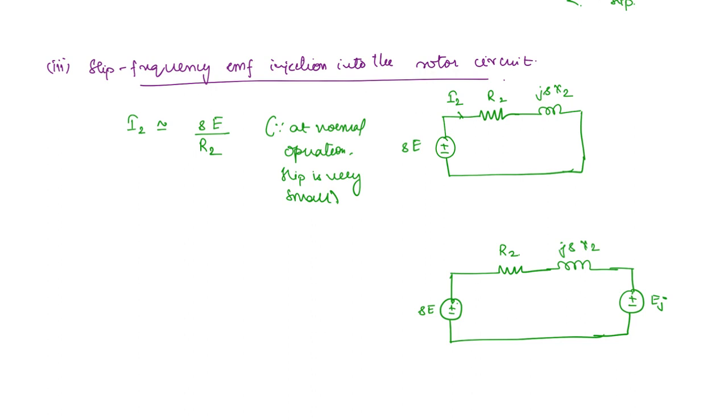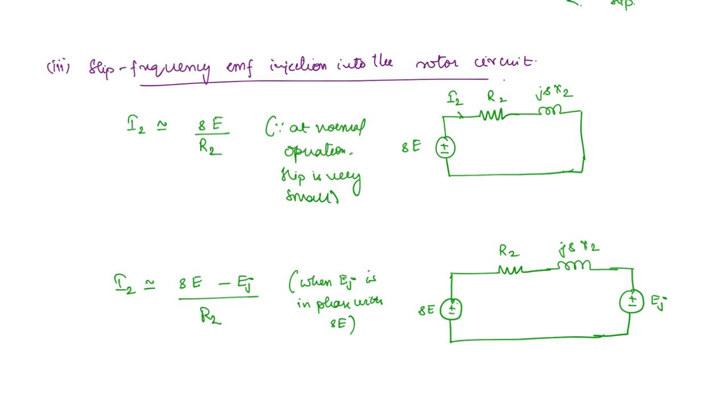Now what will be the current? The current will be approximately equal to S times E minus Ej, or plus Ej, depending on whether both of these are in phase or not. So this is the condition when Ej is in phase with the rotor frequency, SE divided by R2.